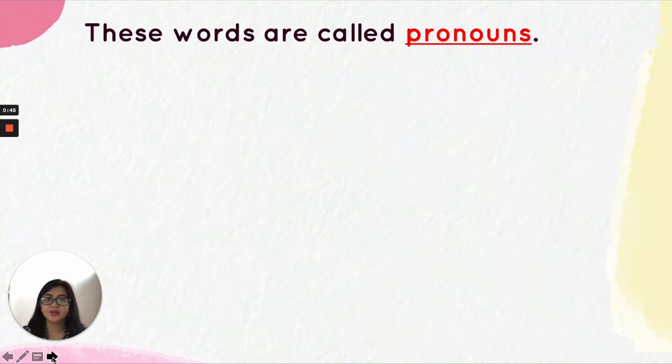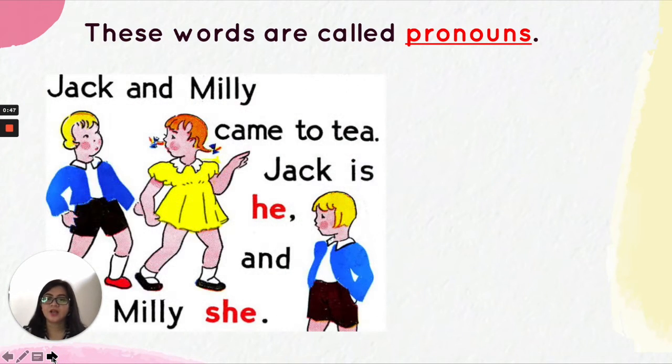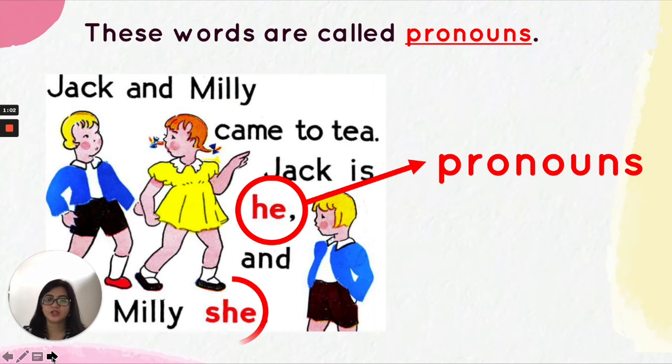These words are called pronouns. The words he and she, when you say Jack is he and Millie she, these words are pronouns. He is a pronoun and she is also a pronoun. So they are pronouns. He and she are both pronouns. Okay?